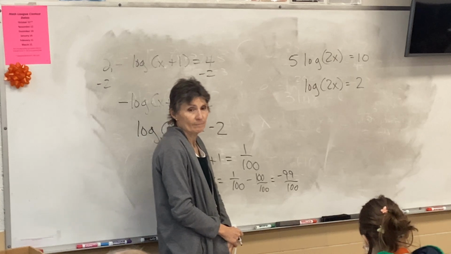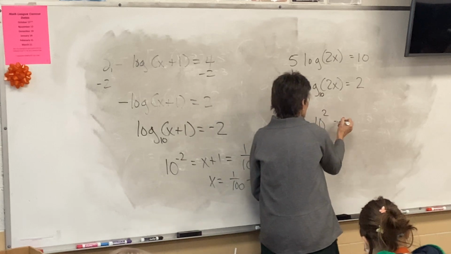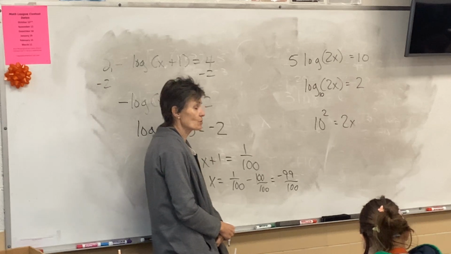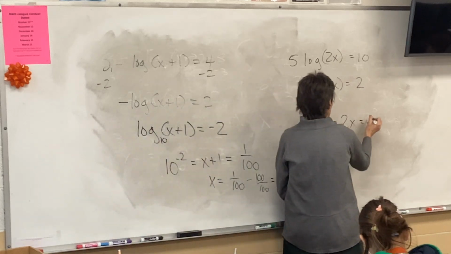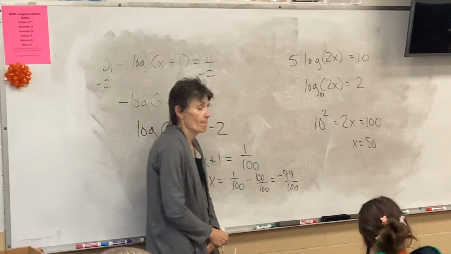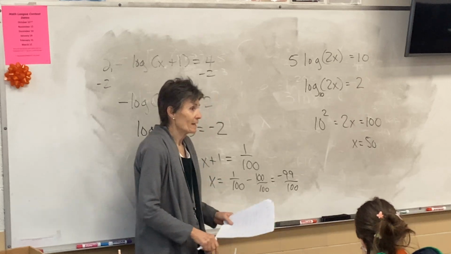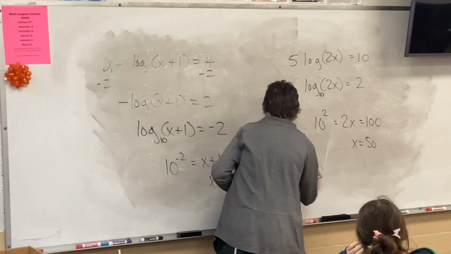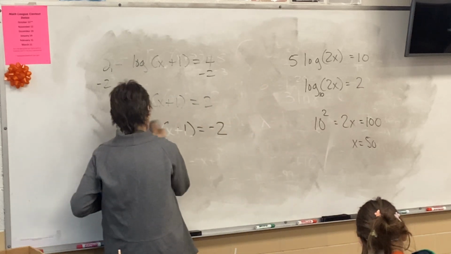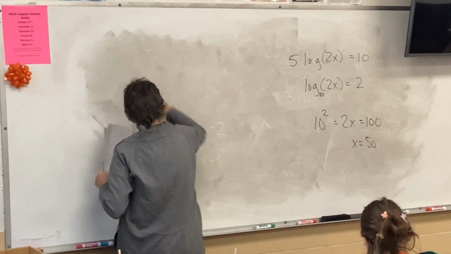And then 10 squared equals 2x. 10 squared is 100. So my answer is 50. All right, we got 2 more to go. Work on those 2. I'll have you come up and put them on the board, and then we'll be finished for today.